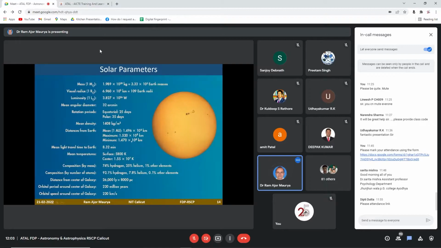The Earth is... The mean density here is 1408 kilograms per meter cube. The distance from the Earth is here. This we have already seen. This is the time taken by the light to come from the Sun to us. The surface temperature, and its chemical composition is 74% hydrogen, 25% helium, and 1% other elements, heavy elements.